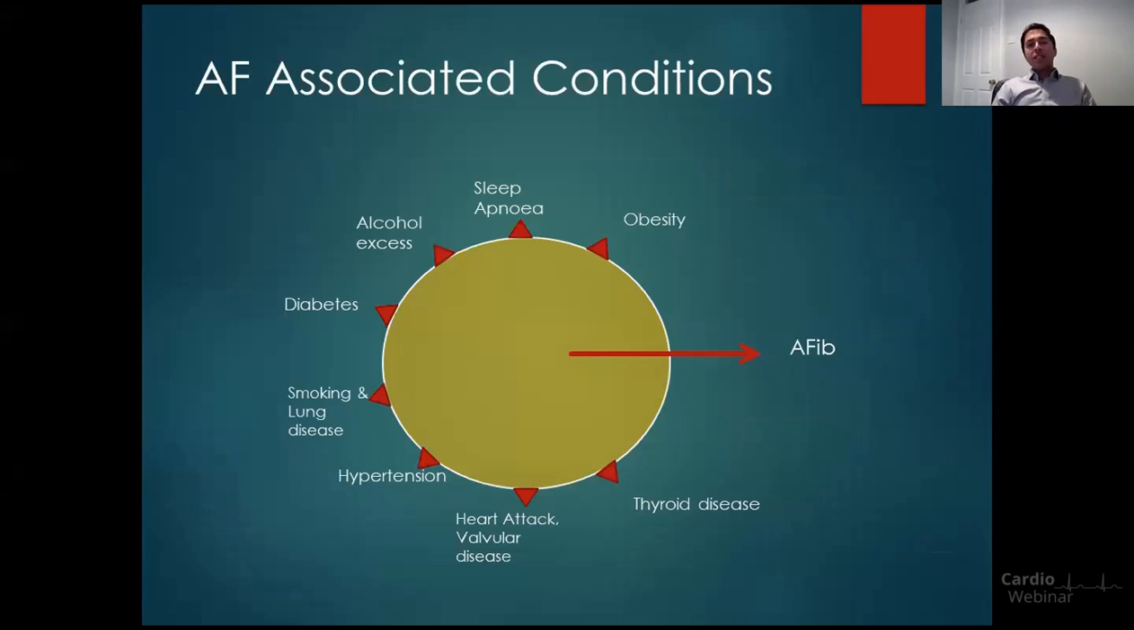But is it always pulmonary vein ectopy that's triggering patients' atrial fibrillation? We must be mindful that there are a number of other associated conditions. And in this little chart, we discuss a few of them: obesity, sleep apnea, alcohol, diabetes, smoking, blood pressure, coronary disease, and thyroid dysfunction. And we need to be mindful that these can also be responsible for triggering fibrillation.